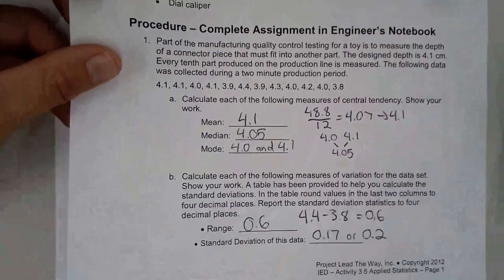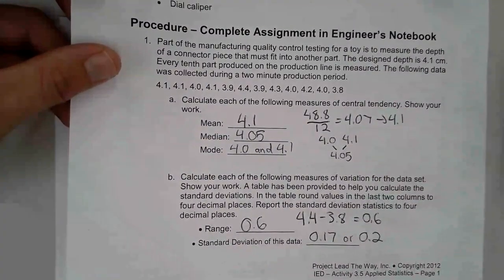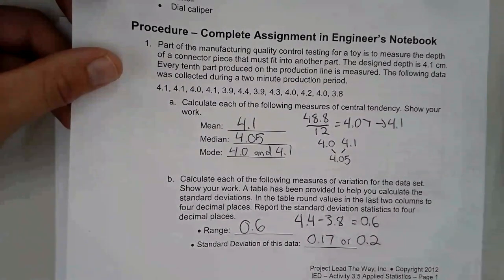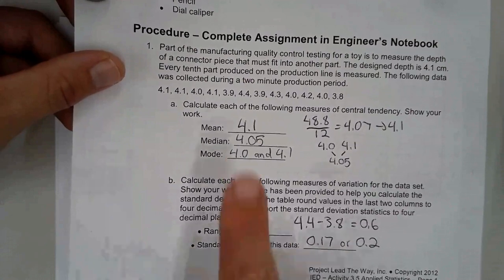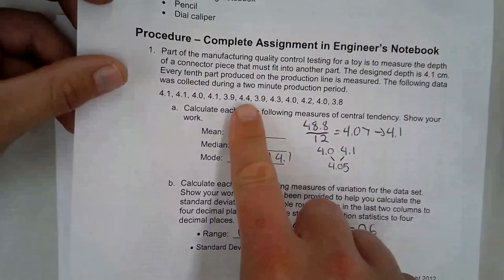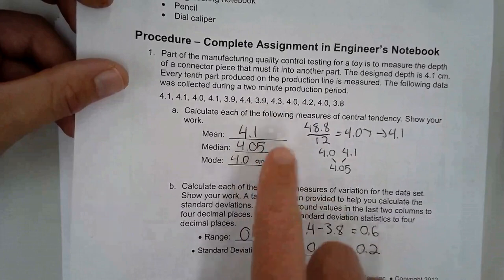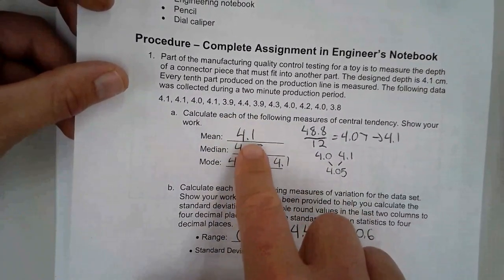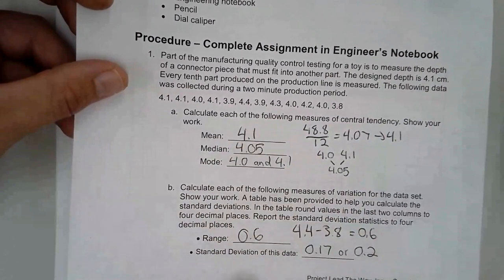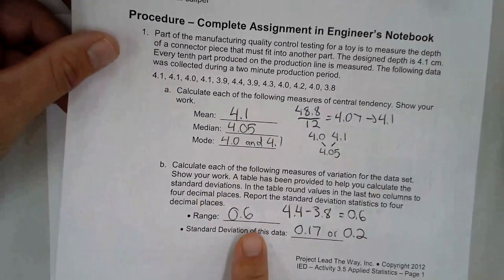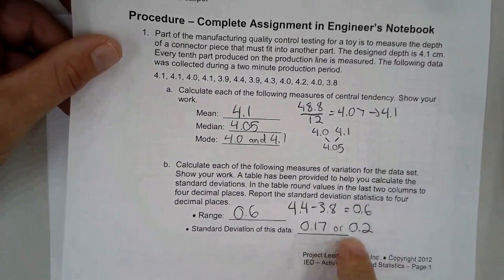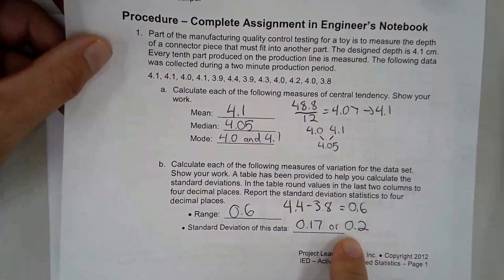All right, so we are moving on to histograms. You can check your work right here real quick. Mean, median, mode. Typically, you would go to the same digits as the data. So for mean, since this goes to the tens place, this would go to the tens place. Our range down here is 0.6. And what I got for our standard deviation is 0.2.